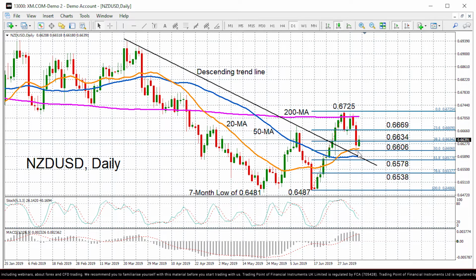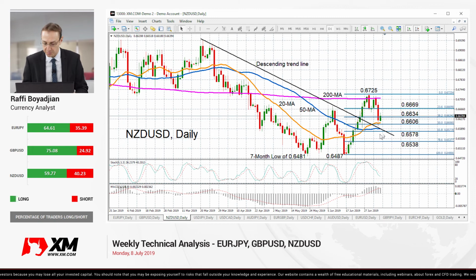If Kiwi Dollar breaks below the descending trend line and at the same time below the 50-day moving average, it would risk shifting the medium-term picture from the current neutral one to a bearish one, and then prices would be at risk of heading towards the recent lows. First we had that 7-month low of 0.6481 and then 0.6487. We had seen a decent recovery in the outlook, returning to a neutral one, but now we can see everything is very much at play, and the bearish forces are still very much present.